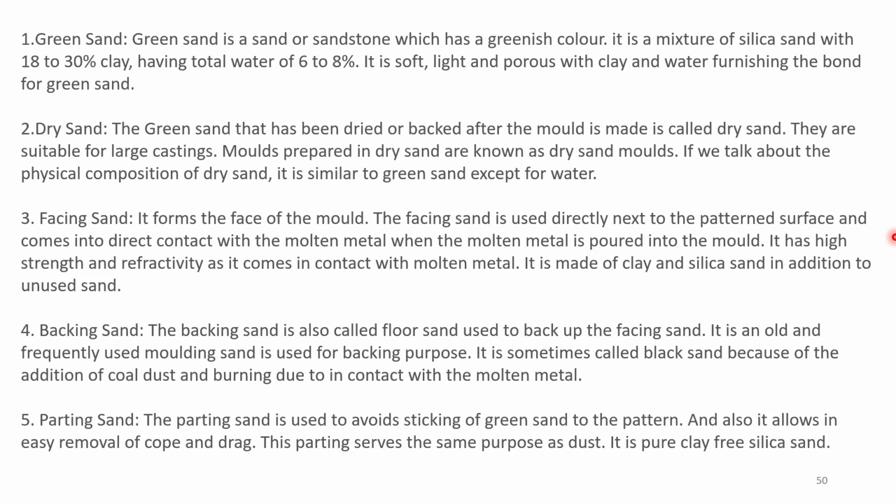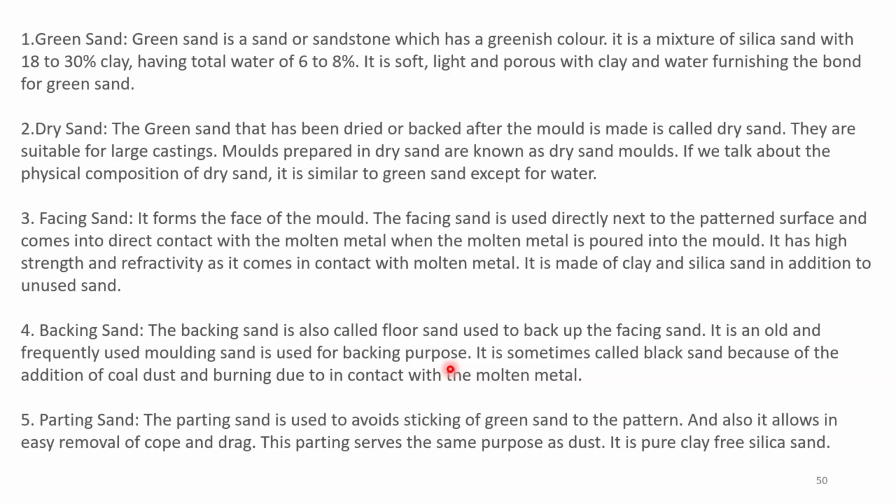Next is backing sand. The backing sand is also called floor sand, used to back up the facing sand, and it is an old and frequently used molding sand which is used for backing purposes. It is sometimes called black sand because of the addition of coal dust and burning due to the contact with the molten metal. Next is parting sand.